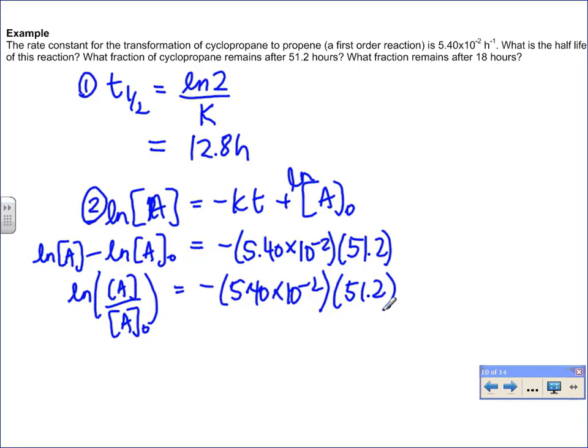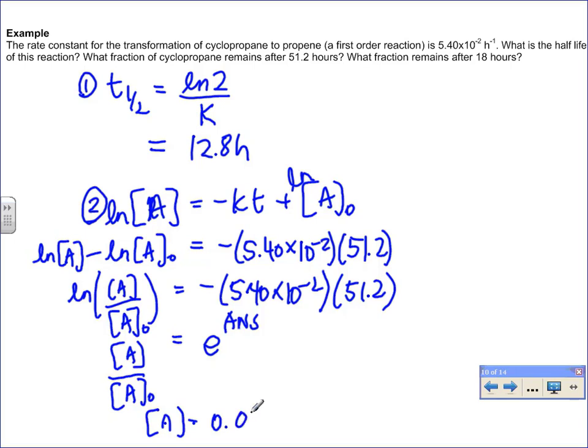Now the inverse of the ln is e to the power of. So if I want to solve for this fraction of A divided by A naught, I need to take e to the power of this. I'm just going to put answer here because I don't have the value written down. Okay, that's going to give me A over A naught. And what you find here is that the concentration of A is equal to 0.06299 times the concentration of A naught, which is the fraction of A naught that we have left over.